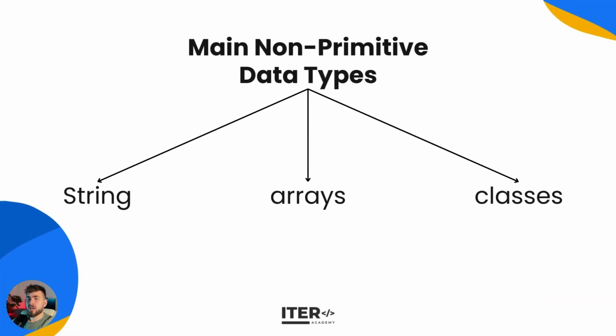So there are three main non-primitive data types in Java. The first one is string, the second one is arrays, and the last one is classes.